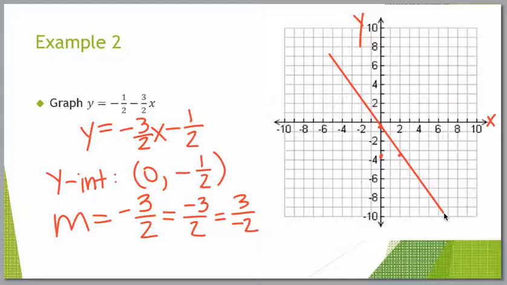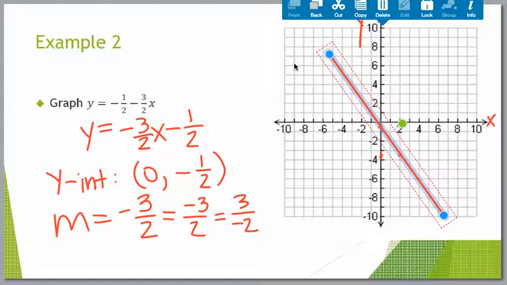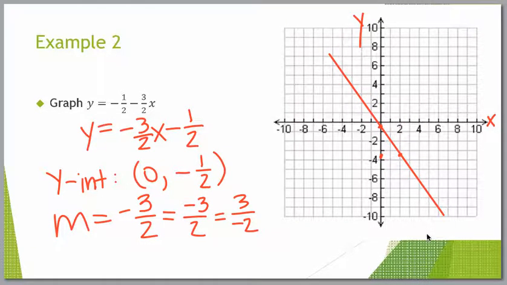And as I said, this is in fact a negative slope. It's going in this general direction from the top left to the bottom right instead of going from the bottom left to the top right. So this is negative slope. So this is one slope triangle.